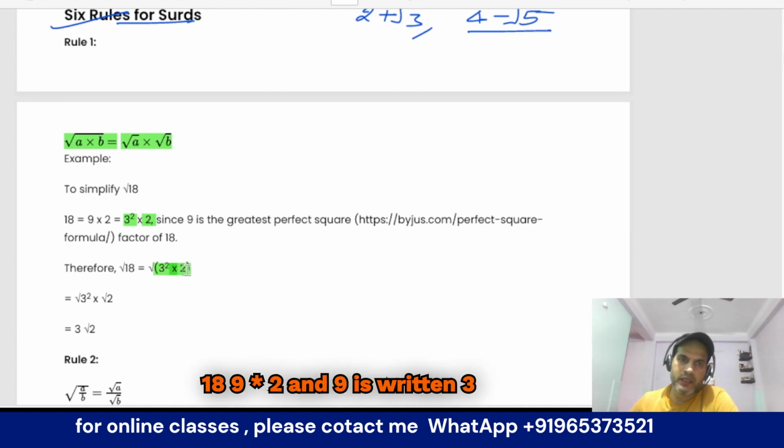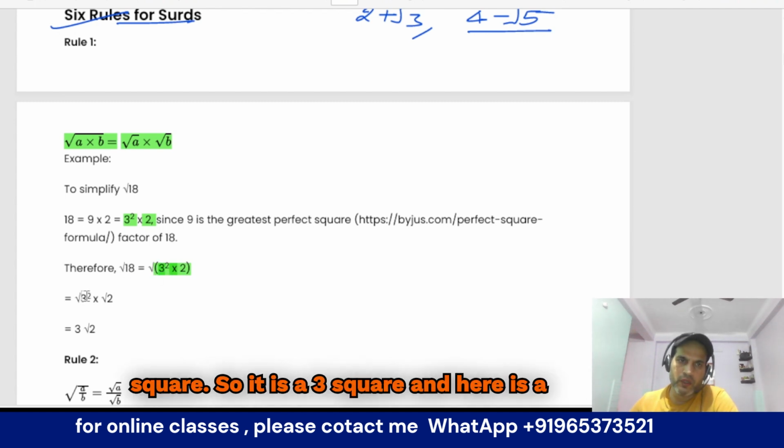And 18 is 9 into 2, and 9 is written as 3 square, so it's 3 square and here is a 2 square, and 3 is taken as common here. Right?